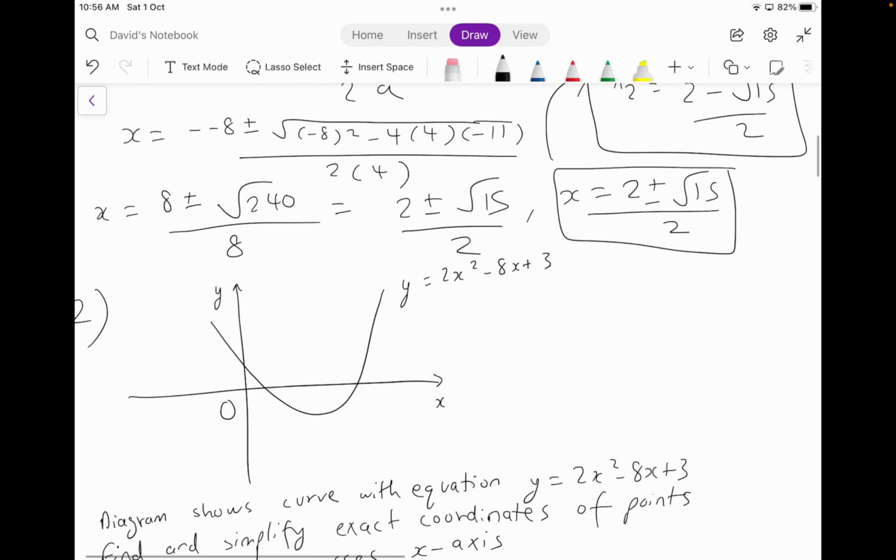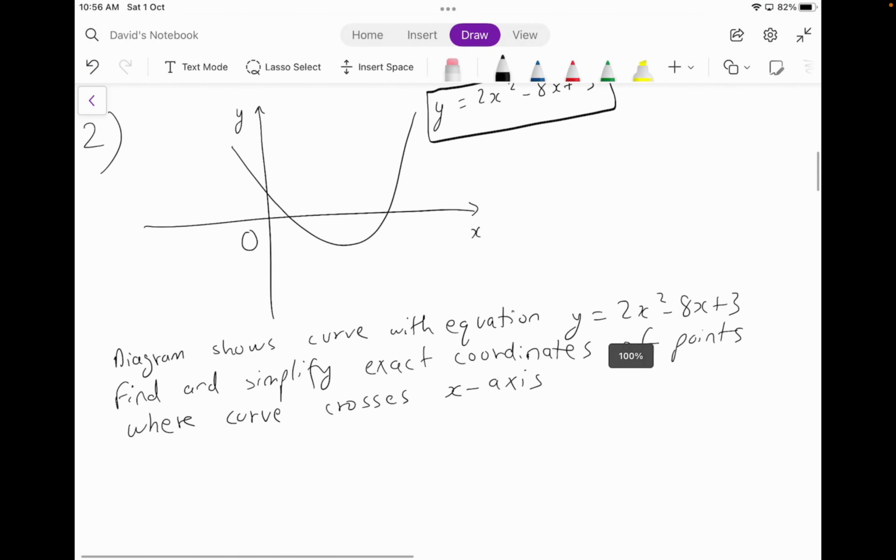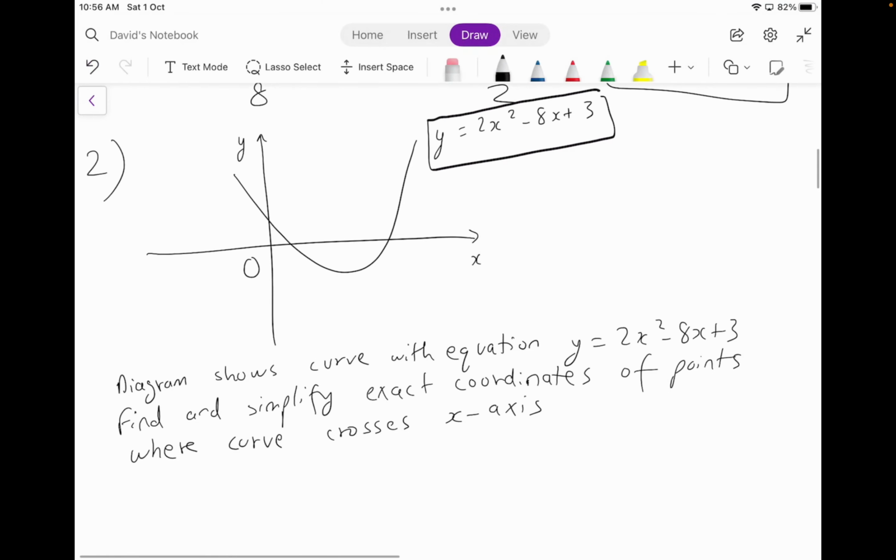Now the next question shows us a bit of a graph question. So we can see that this is the equation in this case that we would like to specify. The diagram shows us the curve with equation y is equal to 2x squared minus 8x plus 3. Find and simplify exact coordinates of the points where the curve crosses the x-axis.